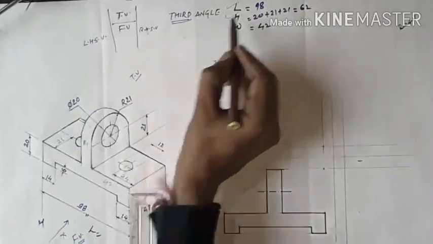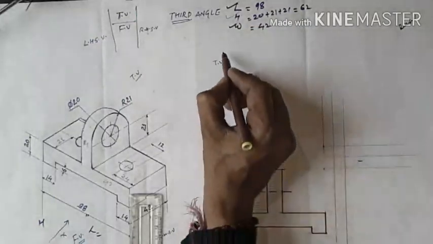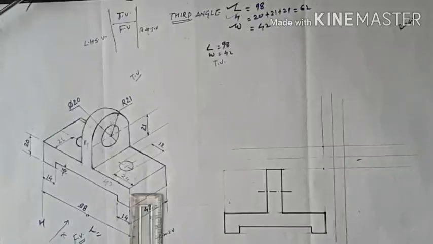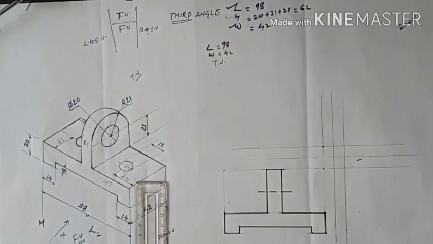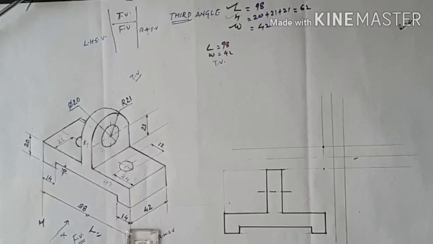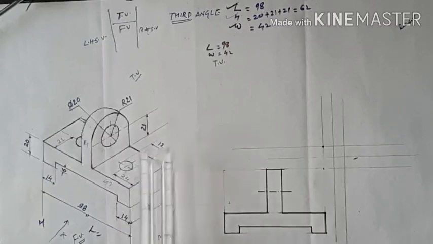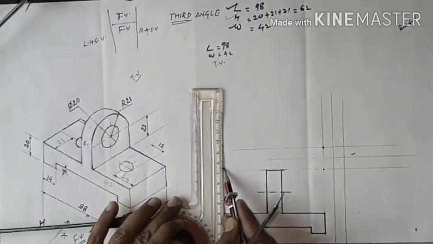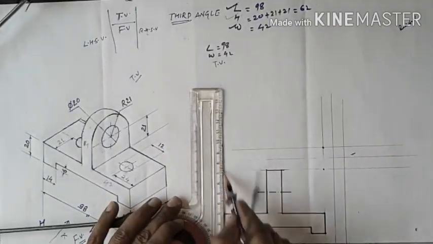So now for the top view we start here, and from the top view what we see, here we have a length and width. From the top view the length is 98 mm and the width is 42 mm. So now from here we take another pencil. Okay, from the top view let's start. Here we have to construct a box of size 98 and 42. So this is your last limit, the last length of this front view.